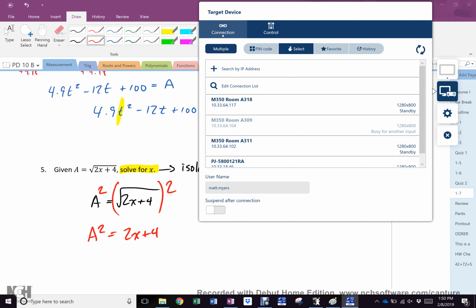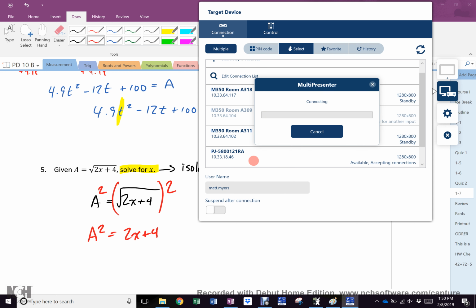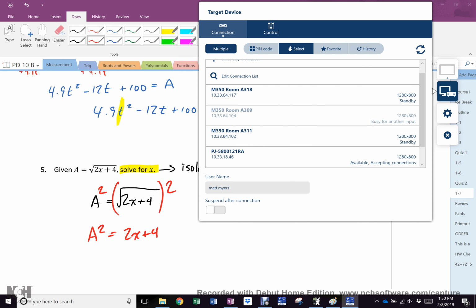While we wait for my incredibly high-end technology to come back, you will be isolating for x. Because by the time it's back, I will have x isolated.